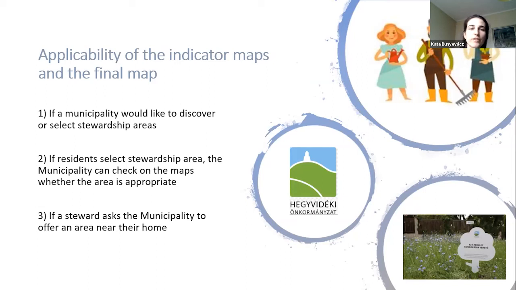The third option, if a steward goes to the municipality and says, I heard about this program, I would like to join, I live here, I'm not sure which area I can take care of, could you give me some advice? And the municipality looks into the map, the surroundings of the address of the steward, and can give some options, suggestions. So this is how research could possibly be applied in practice.